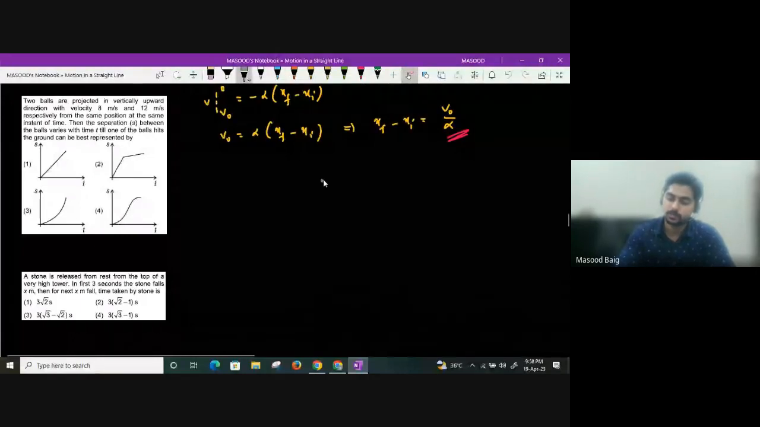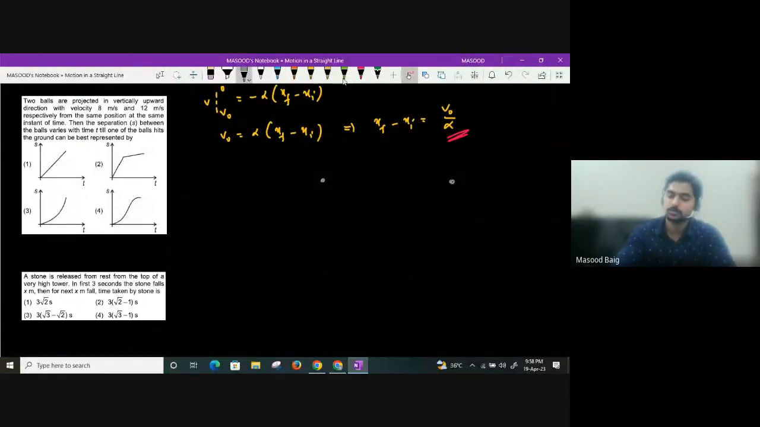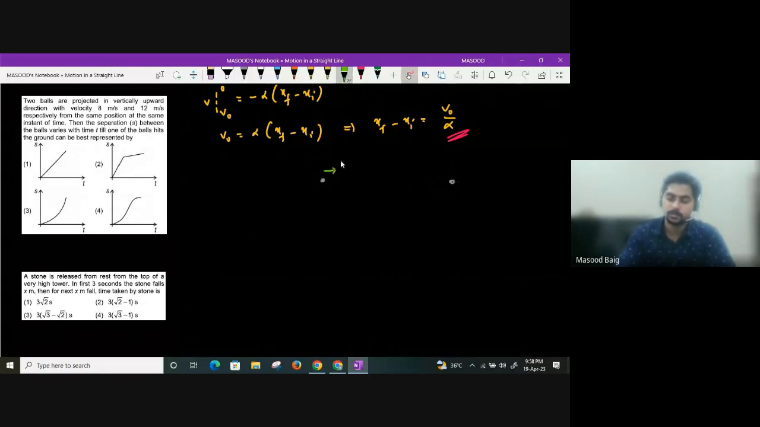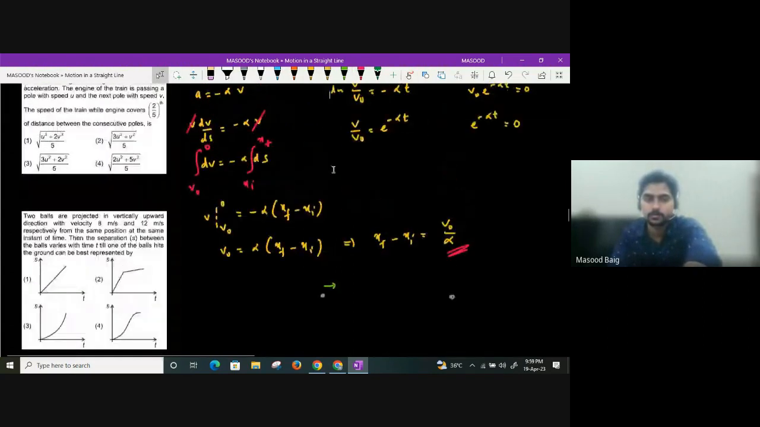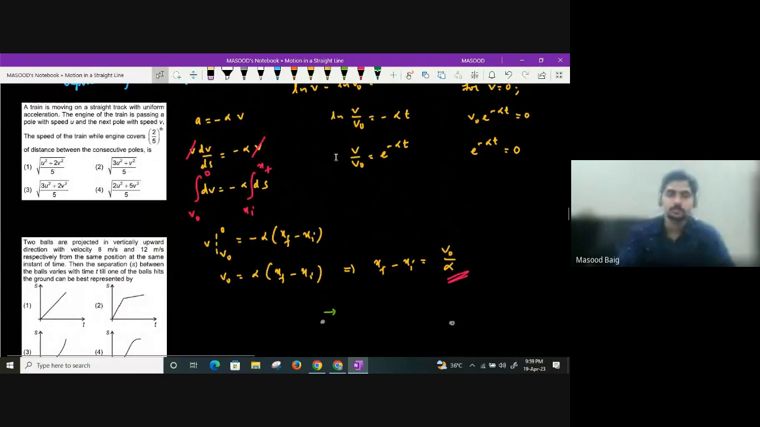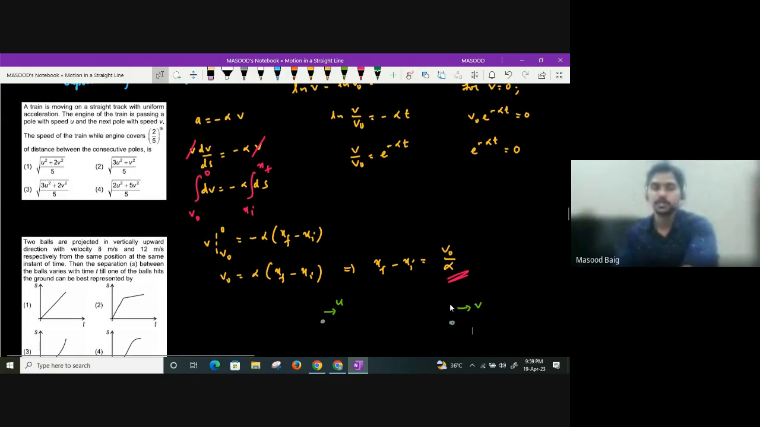So initially it is at one pole, then it is at another pole, right? One pole it is passing with speed u, and the other one it is passing with speed v. Let us say the total distance between them is S. They're saying what is the speed of the train while it covers 2/5 of S, guys. If you take this as the situation, the distance between them happens to be S.